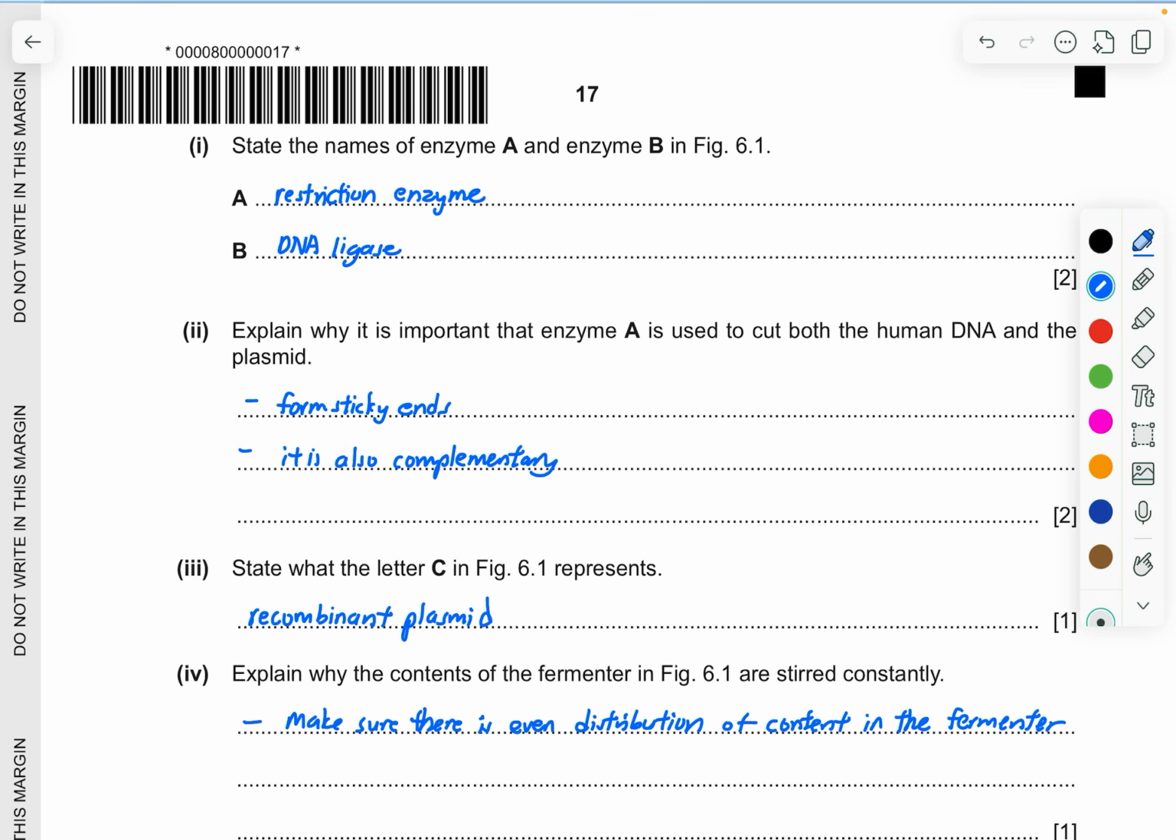Okay. So part 3, what happens after these have been stuck together? The DNA ligase does its job, the restriction enzyme has cut the respective DNA, and they have to be glued together. So what does it form now? That will be called the recombinant plasmid.